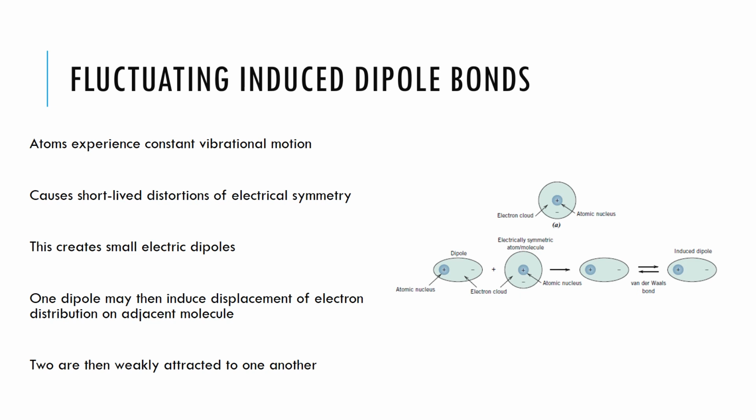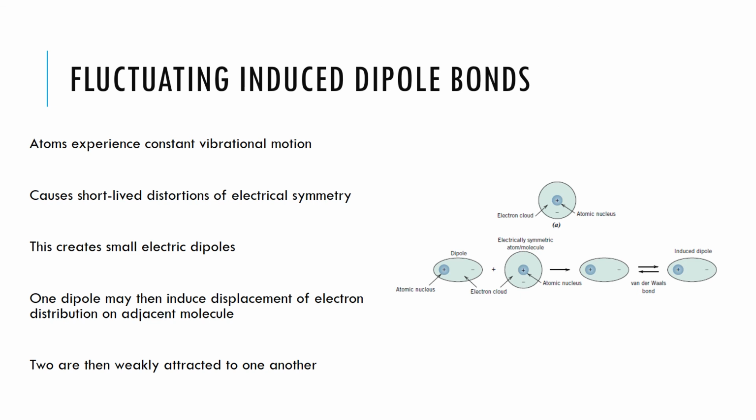And you can get a couple of different cases here. The first is fluctuating induced dipole bonds. So atoms are constantly in motion. Even in a solid, they're under constant vibrational motion. And this constant vibrational motion can cause very short-lived distortions in electrical symmetry. So again, you might have a case where over a very brief period of time, you have a higher concentration of electrons on one side of the atom than on the other. And that creates very small electric dipoles.